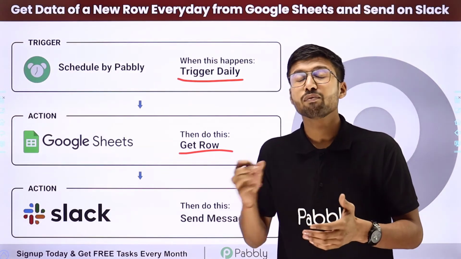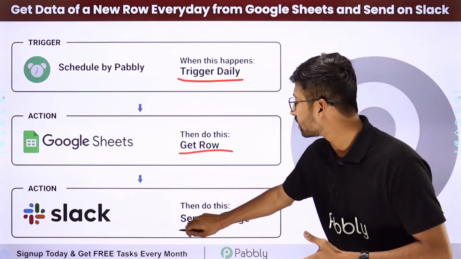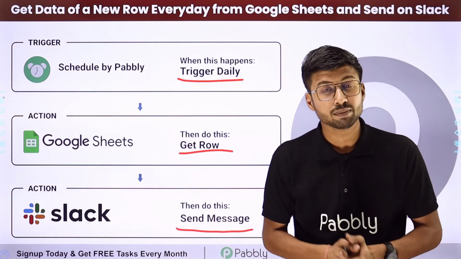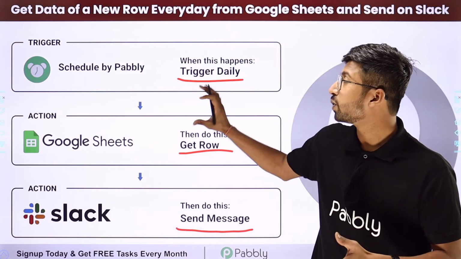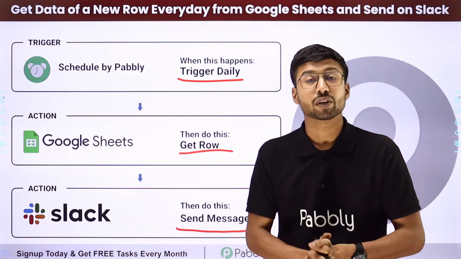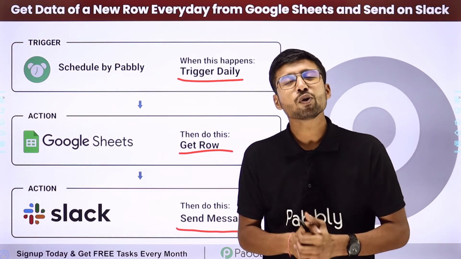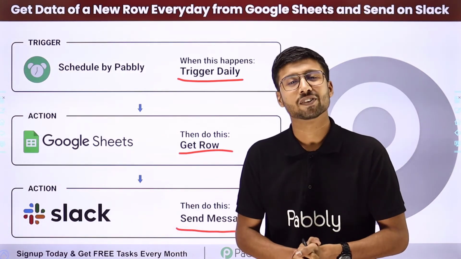In this way, every day we will get the data of the next row, and then we will be sending a Slack message with the same details and update our team members. So in this video, we just took an example of Slack, but if you want, using this automation, you can send that data of a new row every day to any other application of your choice. So if you want to know how you can set up this automation, for that you just have to come with me to my screen.